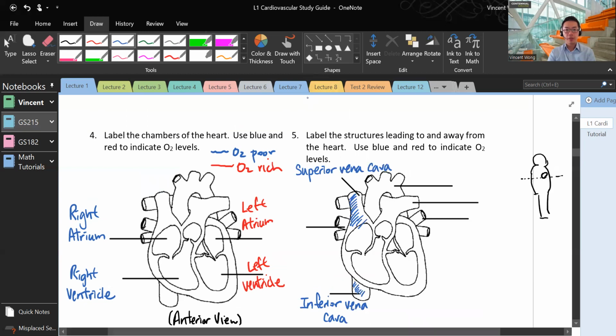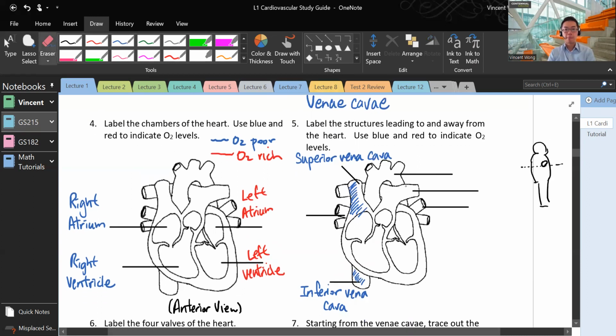And just a reminder, the plural for vena cava is venae cavae. It's a bit weird, but you add an E to it. Then we will send the blood to the lungs through this structure right here. That is the pulmonary artery.